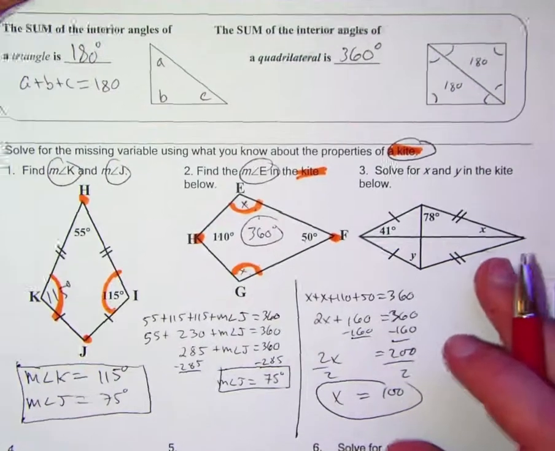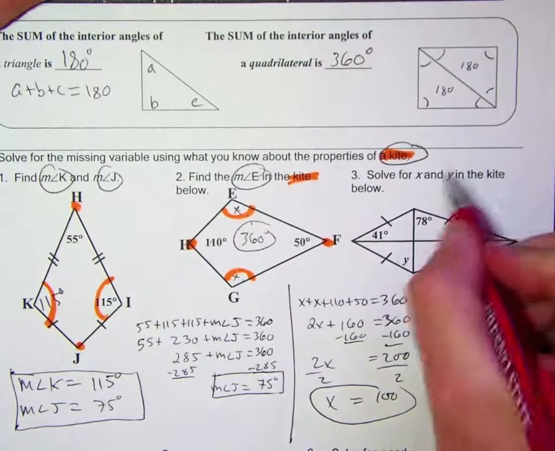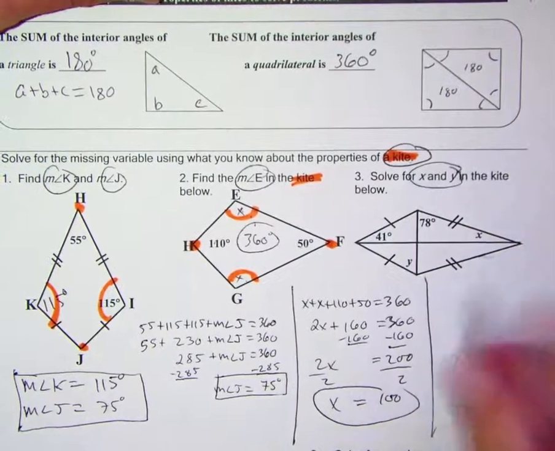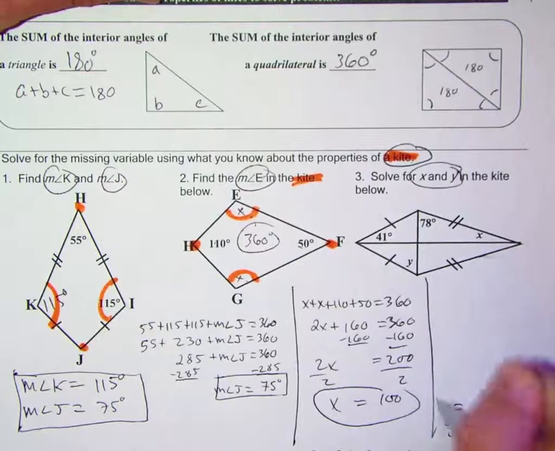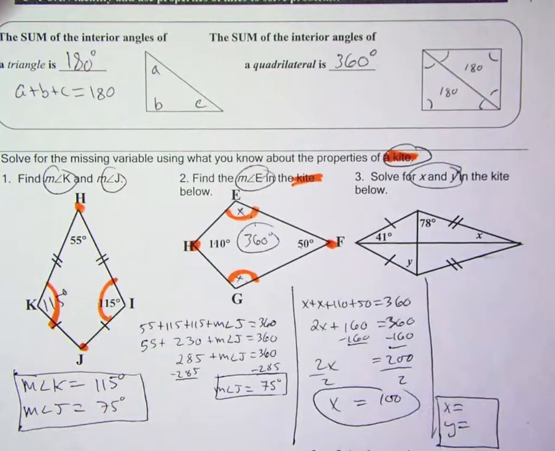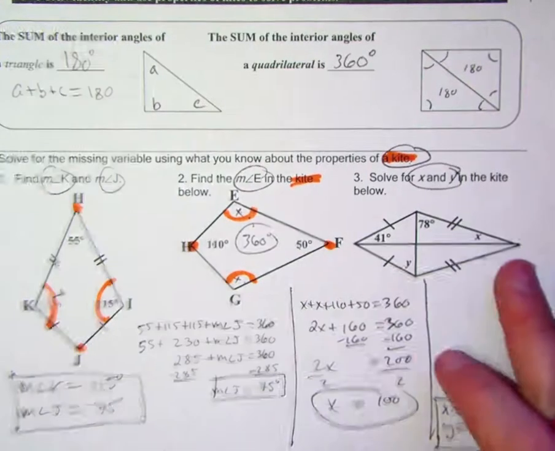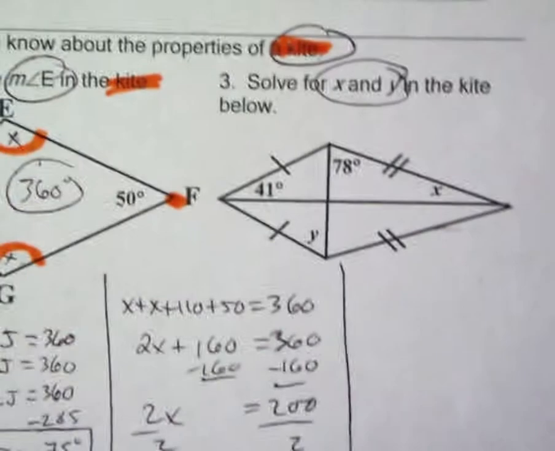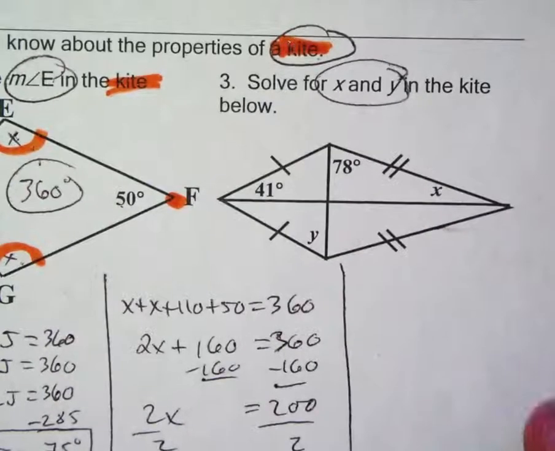The only thing you need to know about triangles, if you look in here, I want x and y. So I'm not done until I have both of those. So I'm going to put x equals and y equals at the bottom. And if I zoom in on this last one, you know it's a kite.